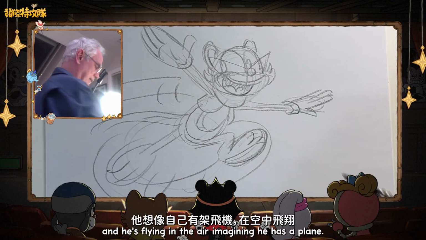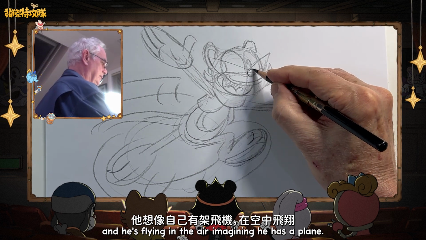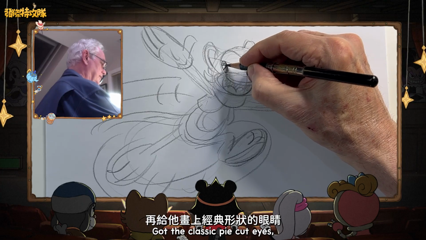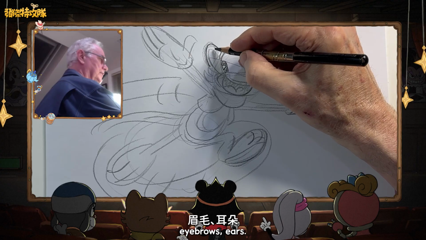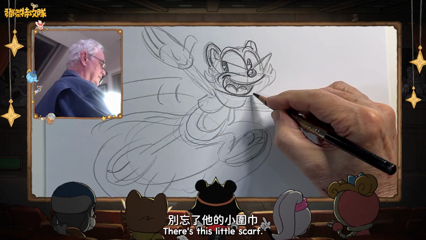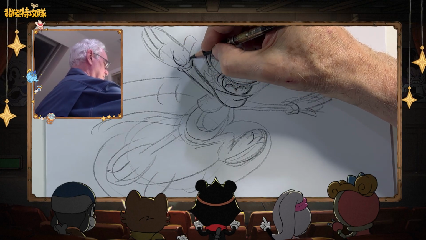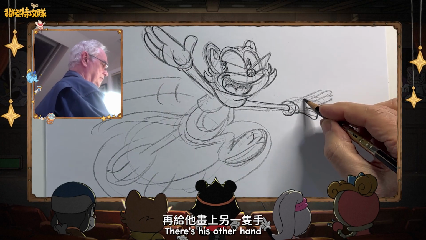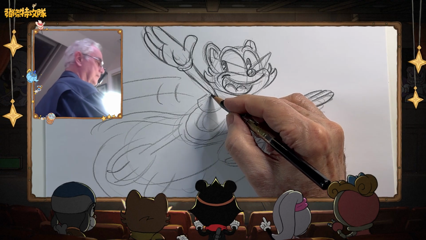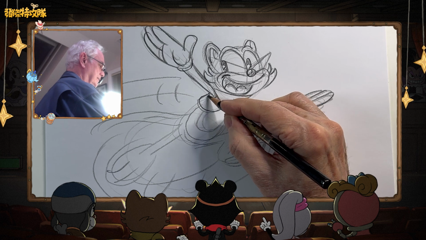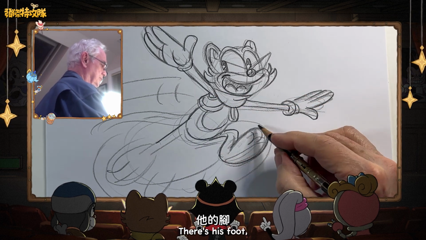And he's flying in the air, imagining he has a plane. Got the classic pie cut eyes, eyebrows, ears. There's his little scarf. His arm. There's his other hand, acting as a wing as he's flying. His little vest. There's his foot.